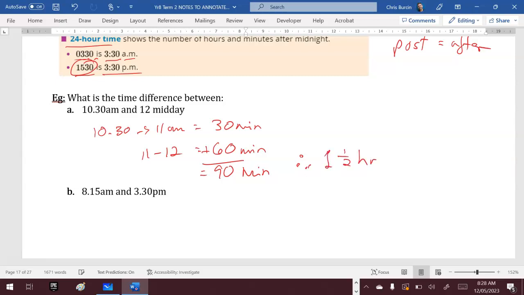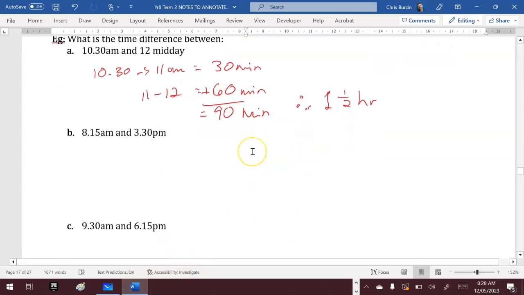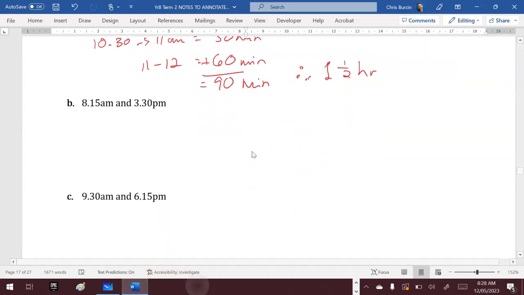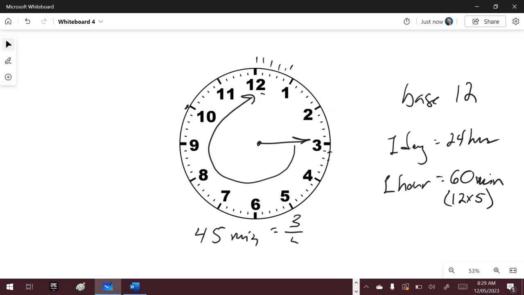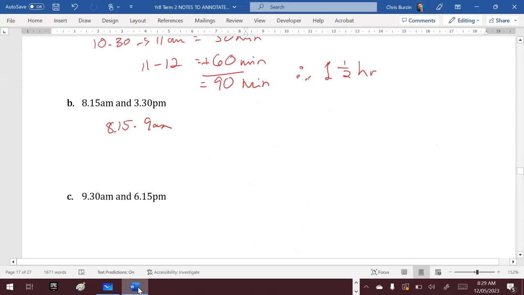That counts. And what's the time difference between 8:15 and 3:30 p.m.? I'll do the same thing. I'll go from 8:15 to 9 a.m. And looking at my clock, from 8:15 to the next hour is going to be 45 minutes. That's equal to 3/4 of an hour, or 0.75 if you wanted to translate back, but it's safer to stick with the minutes. So that is 45 minutes.